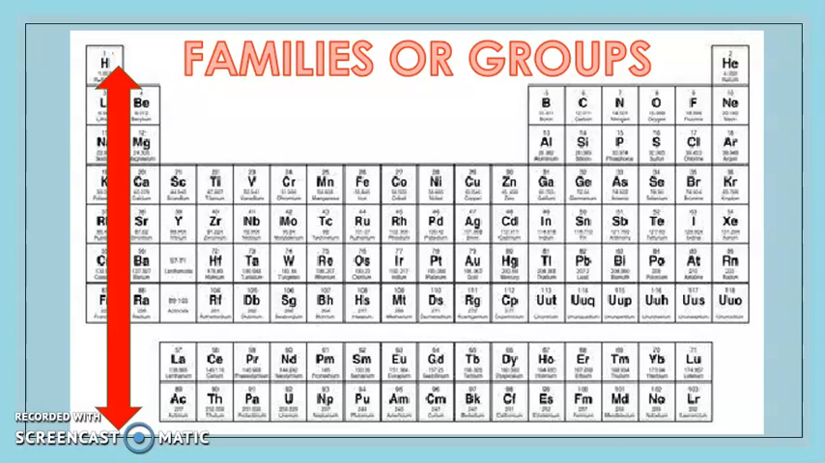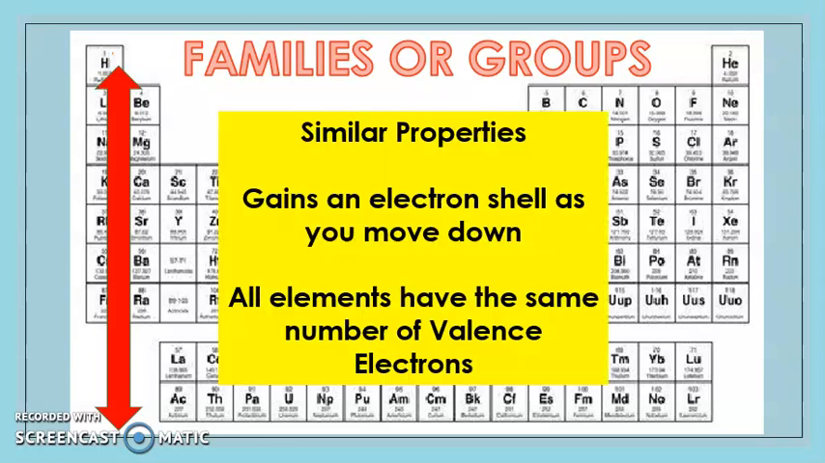Up and down, the columns on the periodic table are referred to as families. Some textbooks even refer to these as groups. Now, what's important to understand about a family or a group on the periodic table is that all of the elements within a family tend to have very similar properties. As you move from top to bottom down a family, every space you move down one, you're going to be gaining an electron shell.